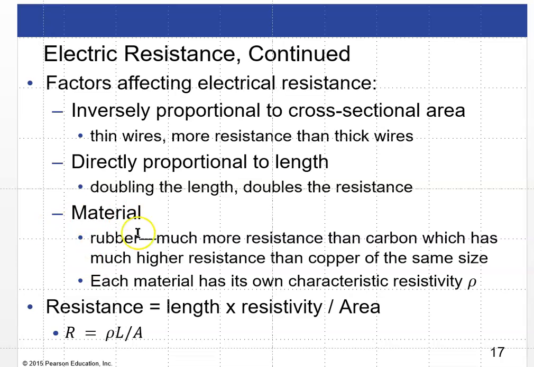In wires, the material has an important thing to say too. Rubber is much more resistant than carbon, which has much higher resistance than copper of all the same size. Each material has its own characteristic resistivity, and on top of that, the resistivity of the material usually depends upon the temperature. Resistance is length times resistivity divided by area, and we write this as R equals rho L over A. Rho is the resistivity, A is the area, and L is the length.